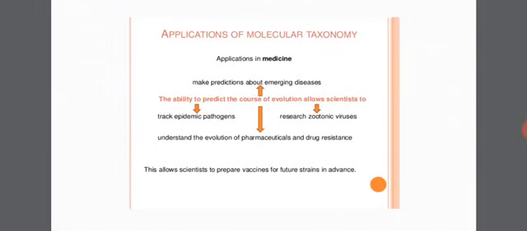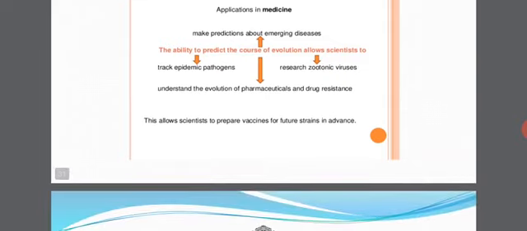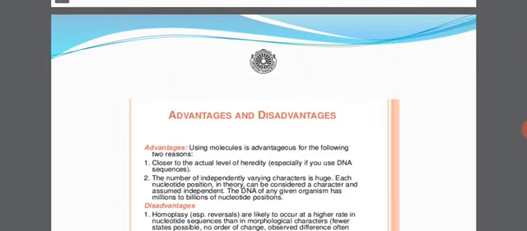And applications of molecular taxonomy in the field of medicine make predictions about emerging diseases, and the ability to predict the course of evolution allows scientists to research zoonotic viruses and track epidemic pathogens, and helps in understanding the evolution of pharmaceuticals and drug resistance. And this allows scientists to prepare vaccines for future strains in advance.